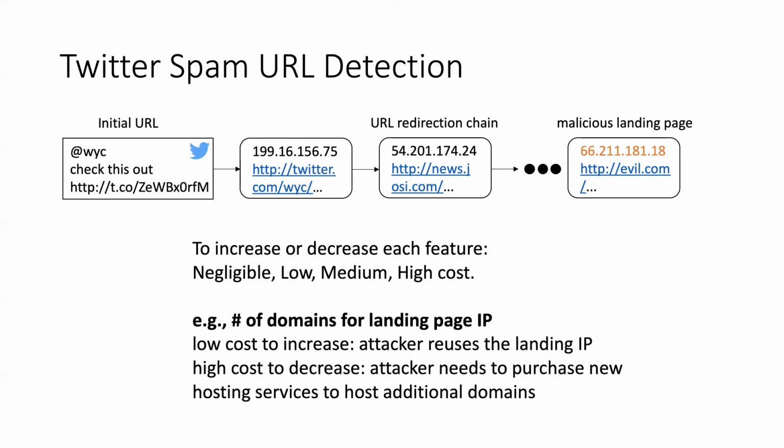As an example, for the feature number of domains for landing page IP addresses, we specify the following cost constraint. We specify that it is low cost for attackers to increase the feature, since the attacker can simply reuse the same landing IP address to display more malicious landing pages. However, we specify high cost to decrease this feature because the attacker needs to purchase new hosting services to host additional malicious web pages, which could have been hosted on the same IP.